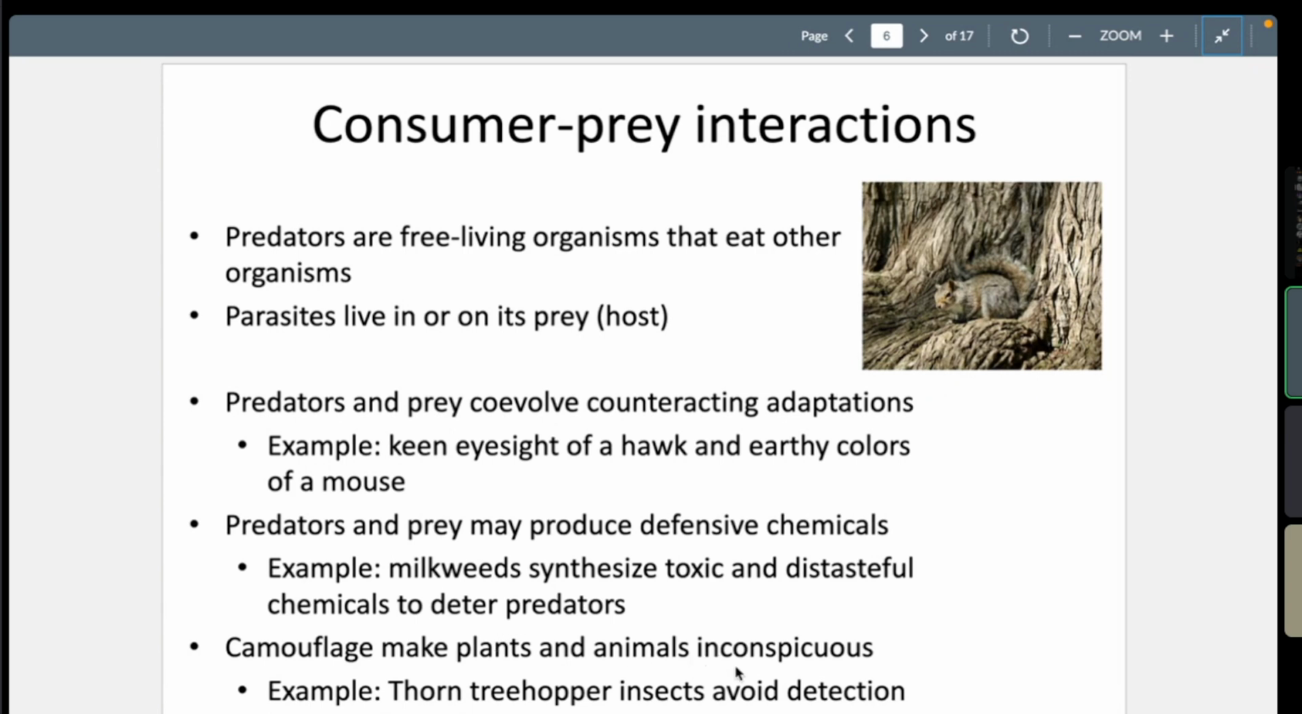Camouflage makes plants and animals inconspicuous, and this is what this little mouse is using so that it doesn't get eaten. Another example is thorn tree hopper insects that avoid detection by resembling thorns.